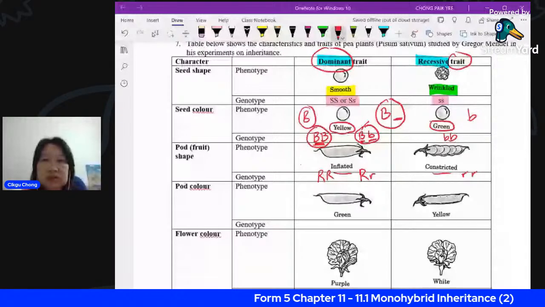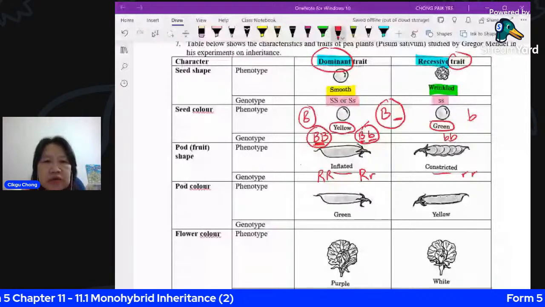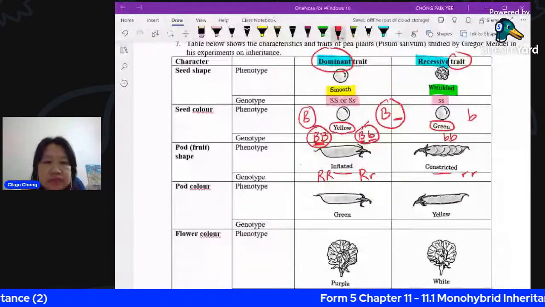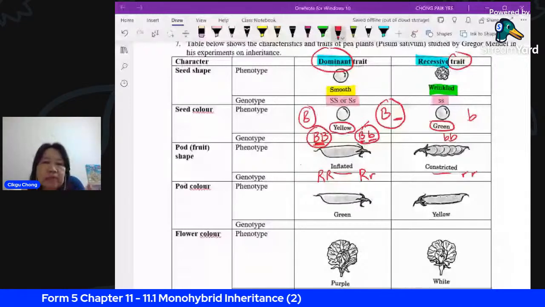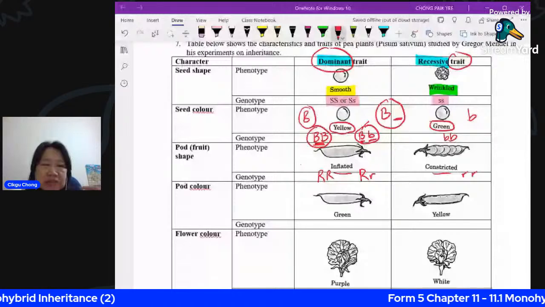Now today we're going to learn about monohybrid inheritance. So what is monohybrid inheritance and what does the diagram look like? I'm going to show you how to draw this kind of diagram. The diagram is like this, in your textbook. You need to show what types of offspring these parents can produce. So you're looking at two generations.